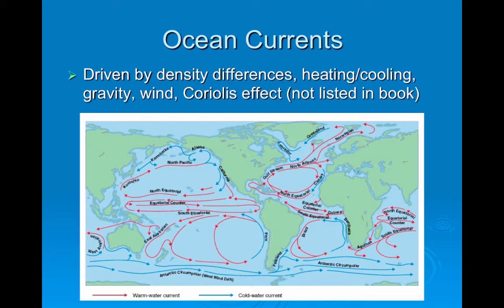Then you also have gravity, but with density differences, that's where the gravity comes in, and then wind. And you can also see the Coriolis effect also goes to ocean currents. That is not listed in your book. Won't be on the quiz, but you will need to know it for the national exam and possibly for your unit test.